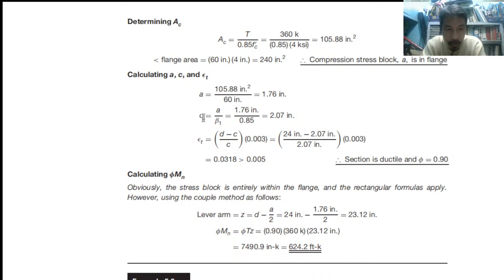Then, for c, beta 1 is 0.85. Why? Because the given fc prime is 4,000 psi. If the given fc prime is more than 4,000, beta 1 must be less than 0.85. But it is currently 4,000, that's why it is 0.85. We divide, so we have c is equal to 2.07.